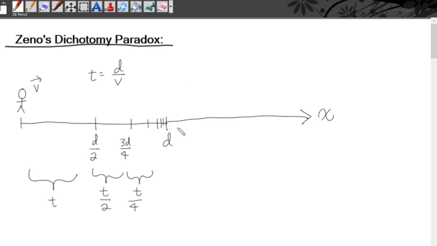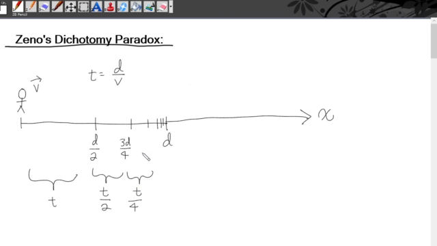And as you can see, there's technically an infinite amount of finite times he's traveling. And so Zeno's dichotomy paradox argues that since there are infinitely many time intervals that he travels in his trip to distance d, it would take an infinite amount of time to travel to distance d, since each one of these is finite and greater than 0.